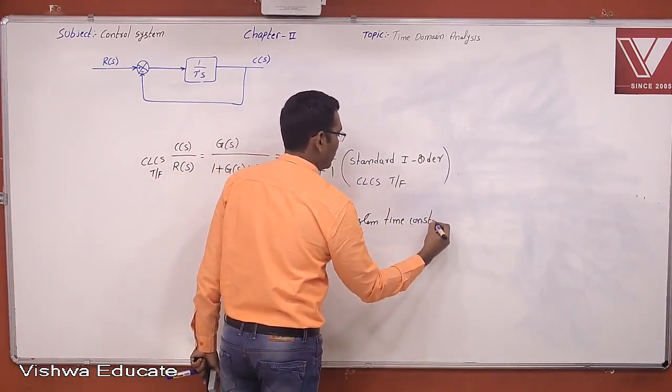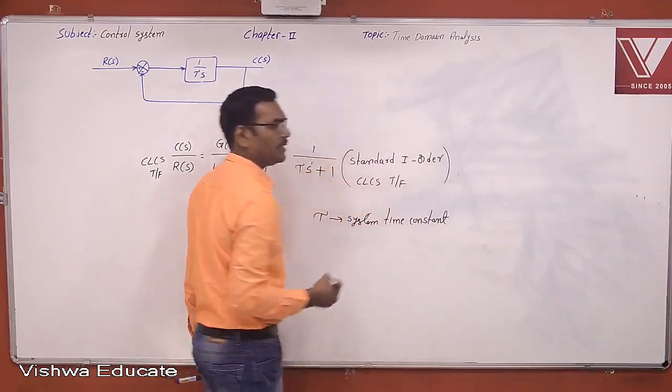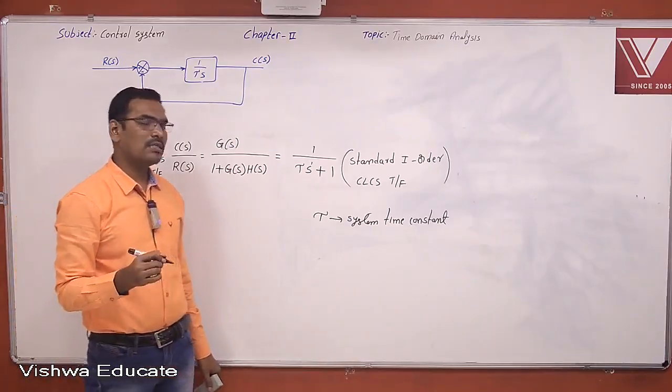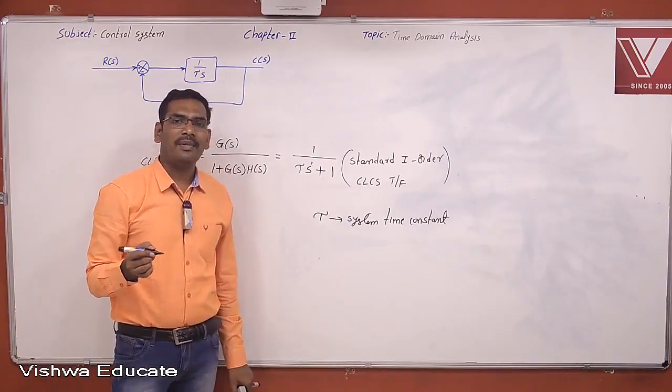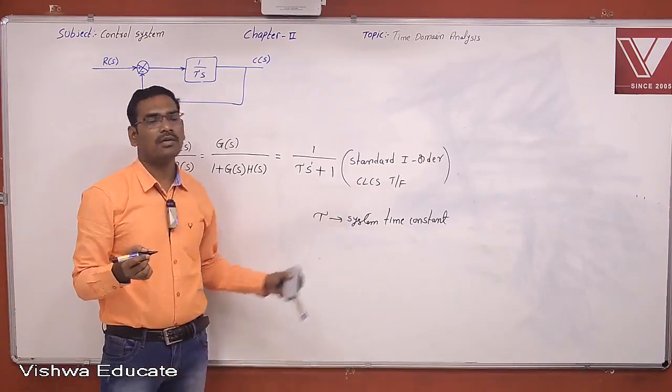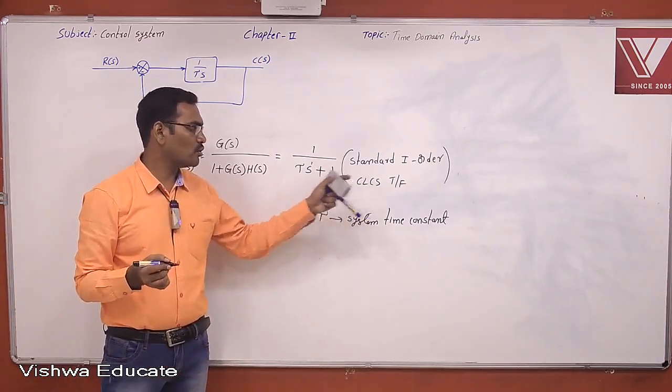Where K is system gain, you know that, because the control system parameters are control system gain and control system time constant. Those time constant and the system gain are the parameters which will affect the performance of the control system. Now this is the system time constant. Now this is the standard first order closed loop control system.